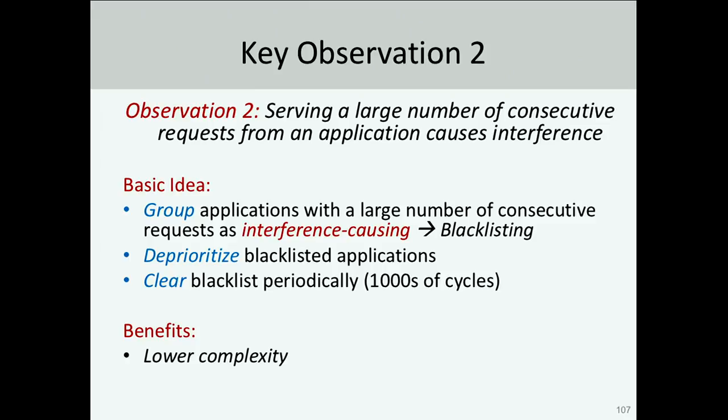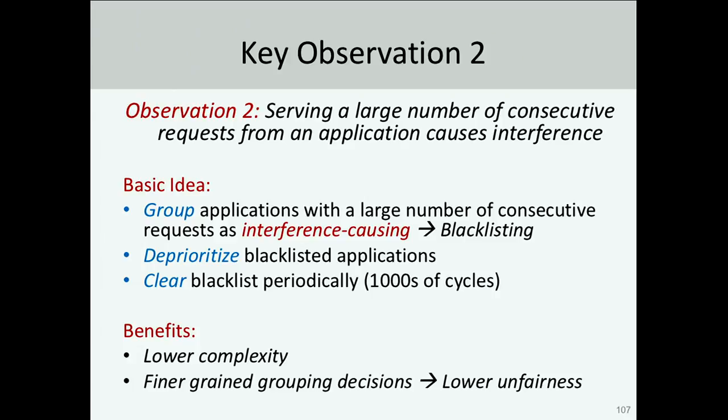Lower complexity is clear. This description itself is not complex, as you can see. And you get finer-grained grouping decisions. As a result, you get lower unfairness and high performance. You can adapt to changes in the application behavior much more easily. That was actually a problem we did not talk about in many of the previous schedulers. They do not adapt to the changes in the application behavior very well. You have these time quantums, and if an application changes behavior a lot within the time quantum, you're not adapting to it at all, right?